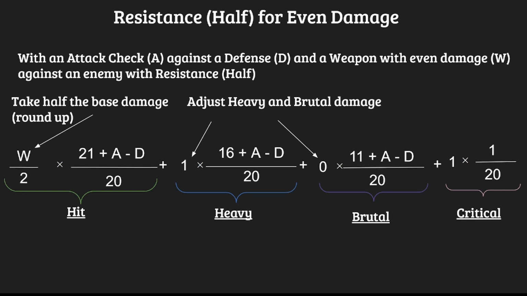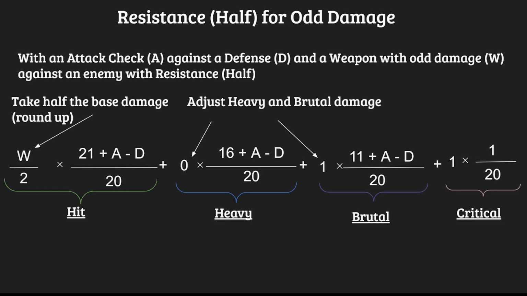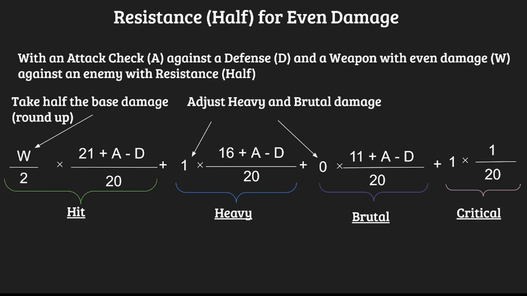Then if we're using even damage, it's really similar to this, right? The first thing we do is we halve the weapon base damage, but compared to the odd damage, here I'm going to have 0 for heavy and 1 for brutal. For an even base damage weapon, I'm going to do 1 additional damage on a heavy hit, but 0 additional damage on a brutal hit, right? And like I said before, we kind of have this every other alternating moment.